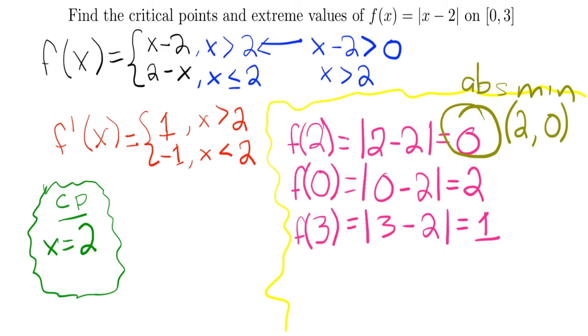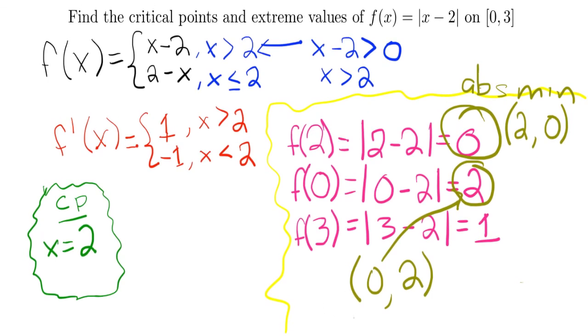And then the absolute maximum would be this guy right here when x equals 0 and y equals 2. And that's it. So we found the absolute minimum and the absolute maximum.